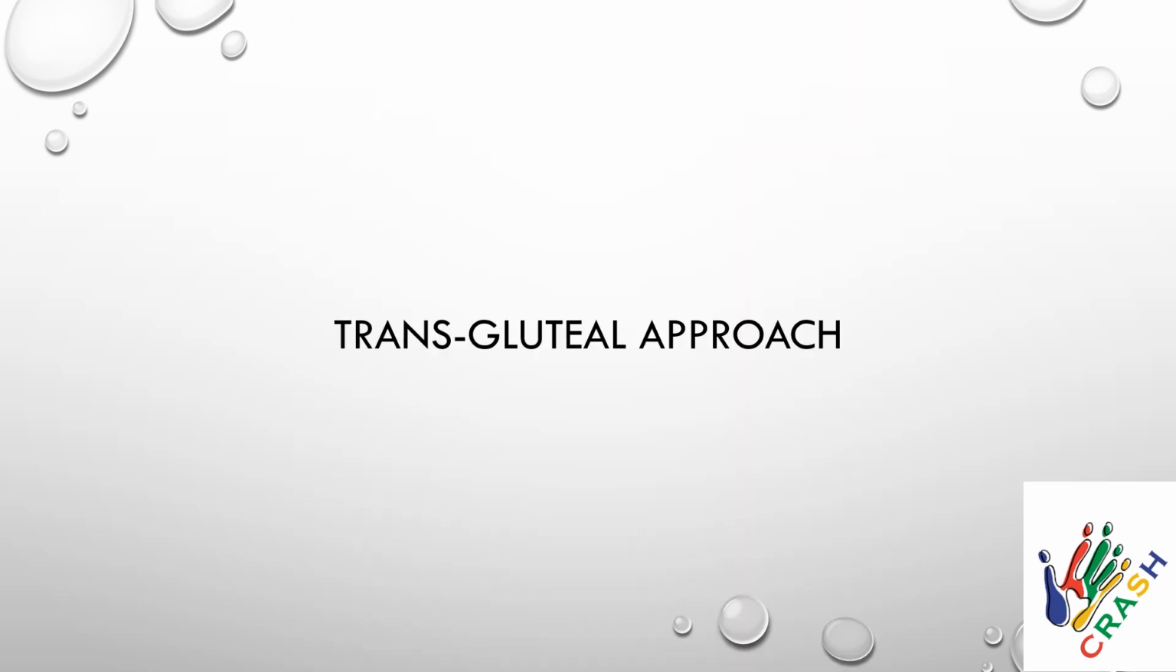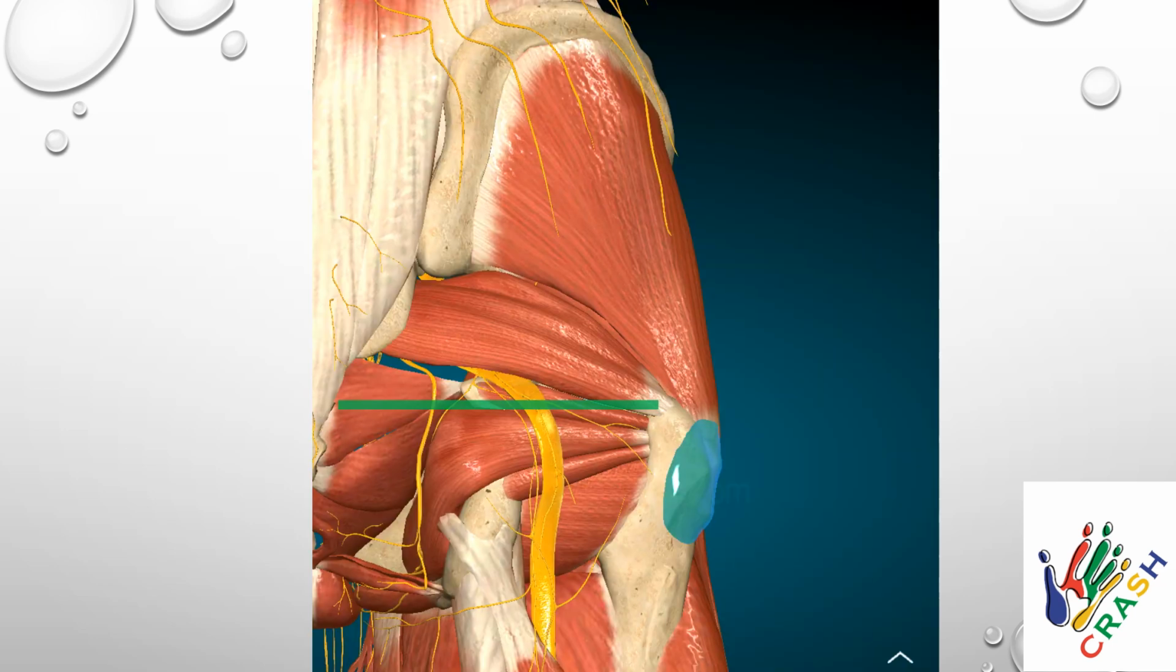The next approach that we'll discuss is the transgluteal approach. The transgluteal approach is performed inferior to the level of the piriformis muscle at the level of the head of the femur, where the nerve travels on top of the superior gemellus muscle.